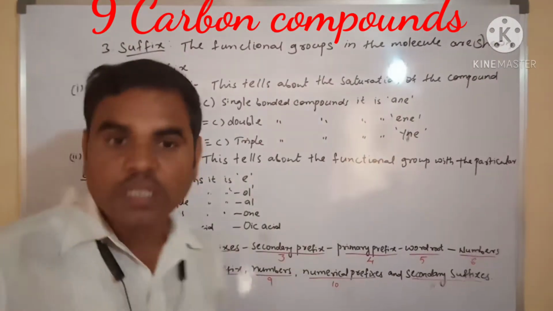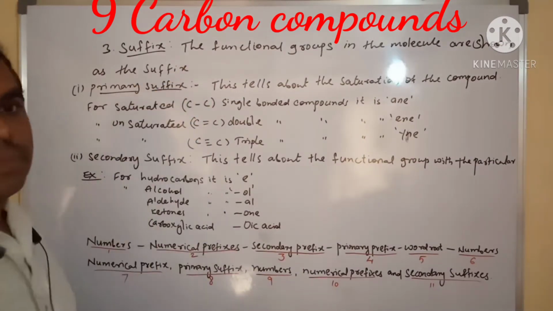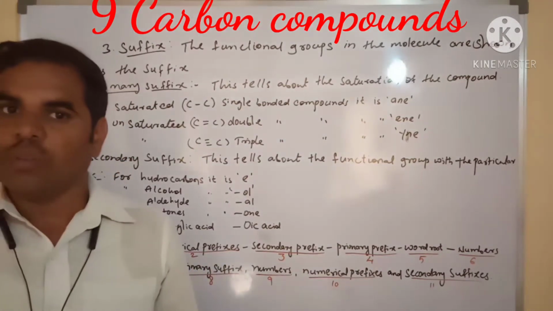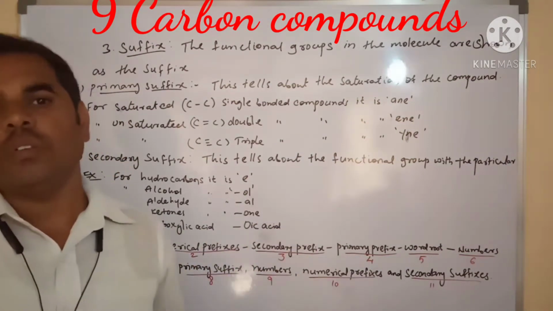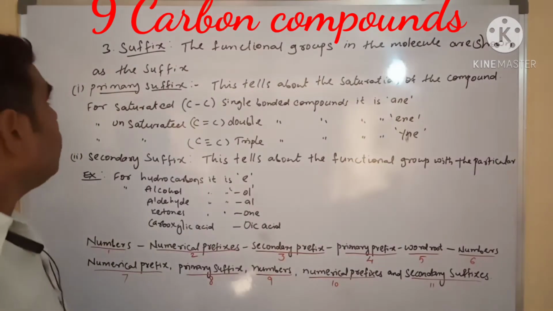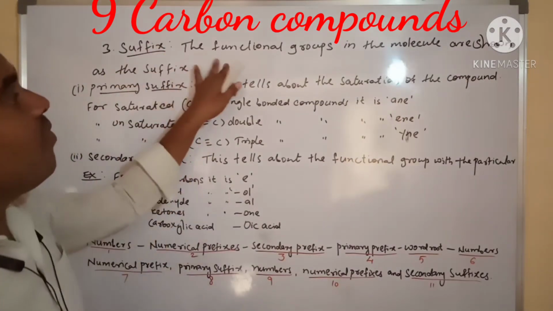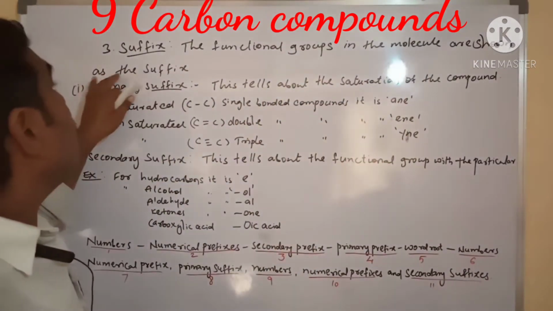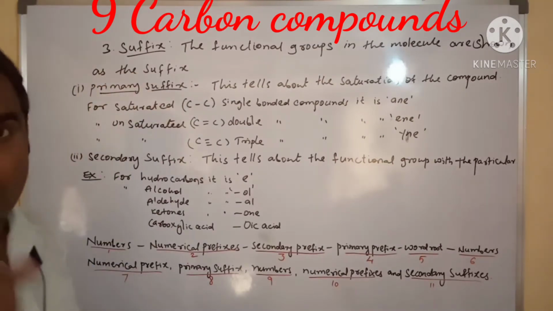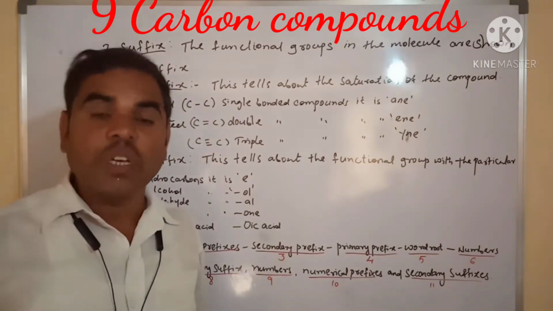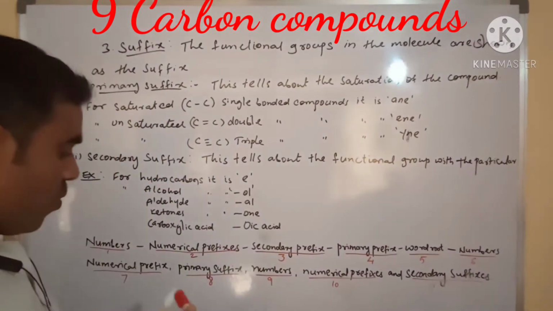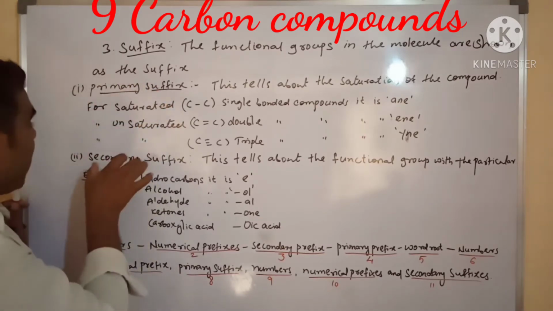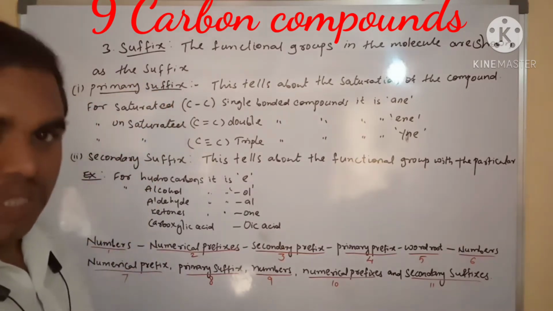In the last session, we learned about the prefix and root word or word root. Also, we learn there is also a suffix. Suffix means the functional group in the molecule is shown by the suffix. The number of functional groups will be shown, and we have to see it here in the suffix. There are two types of suffix: primary suffix and secondary suffix.